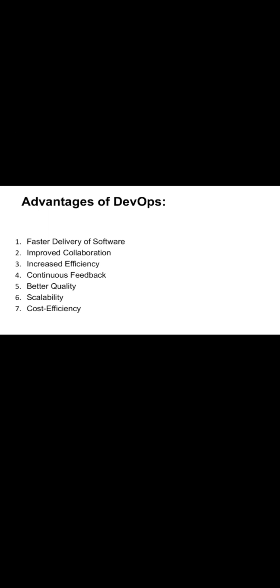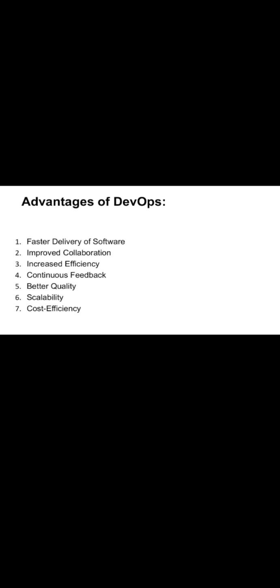Next, coming to advantages of DevOps. DevOps gives the fastest delivery of software. DevOps uses continuous delivery and continuous integration for faster and more frequent release of software. In coming classes, we are going to discuss continuous delivery and continuous integration. In that class, you will know what is continuous delivery and continuous integration.